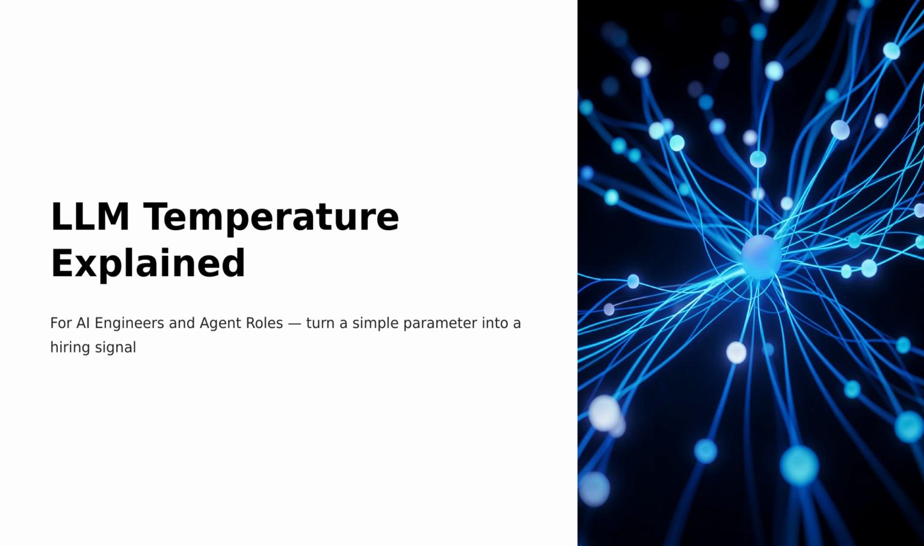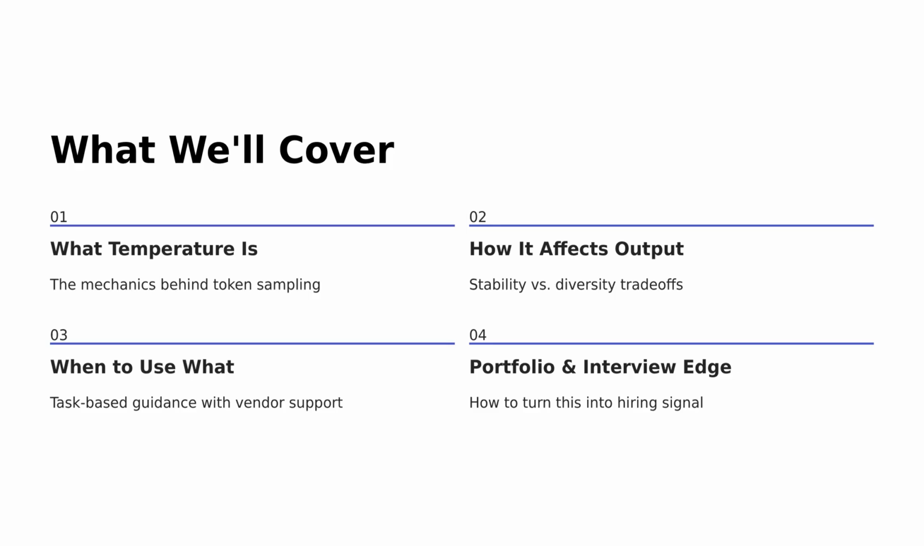Let's talk about LLM temperature and why it matters beyond just model tuning. Temperature controls how predictable or creative a model's output will be. Lower values make responses more consistent, while higher values allow more variation. For AI engineers and agent-focused roles, knowing when and how to adjust temperature shows practical judgment. It's a small parameter, but it can reveal how well someone understands reliability, experimentation, and real-world AI behavior.